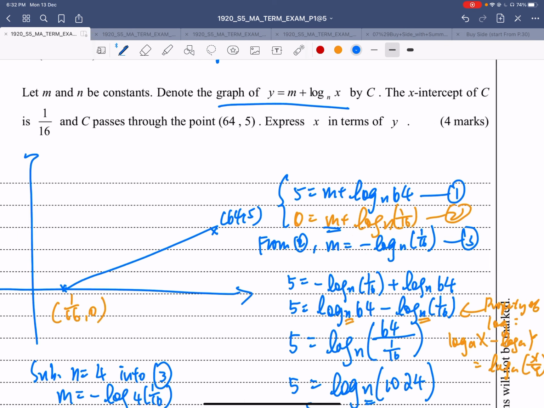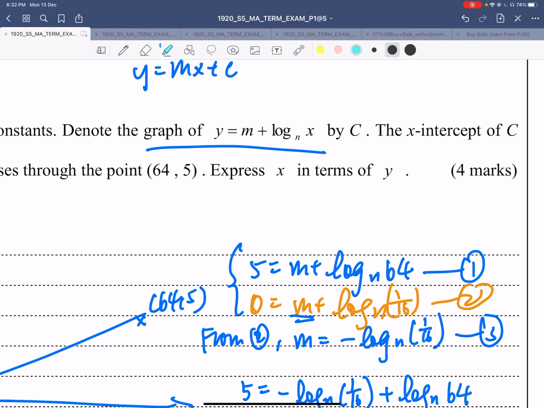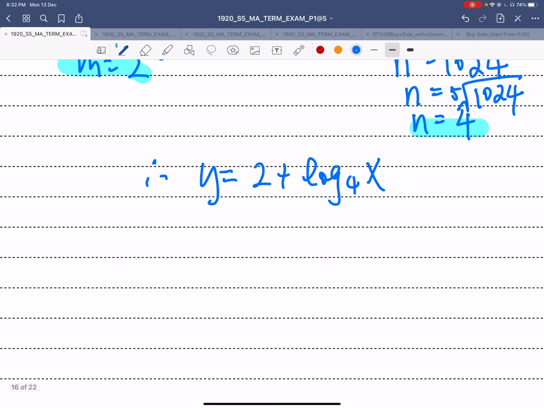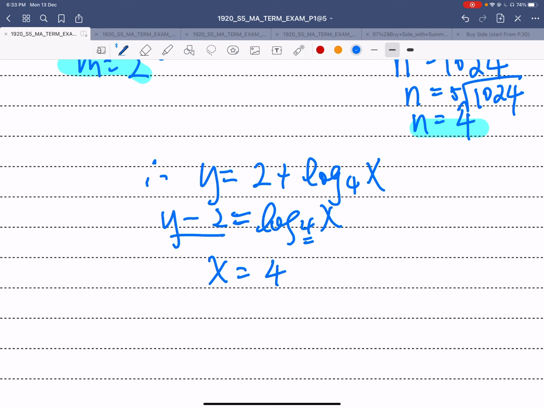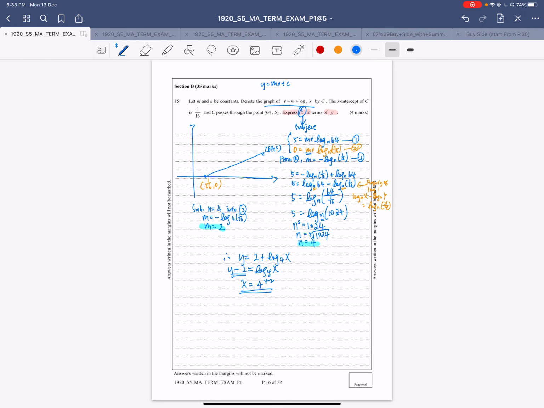Okay, so is this the end of the question? Not yet, because the question requires you to express your answer x in terms of y. So you need to make x the subject. How can we make x the subject? So y minus 2 equals log 4 x, right? You can see that x is the isolated item, and this one will be the base, and this one will be the exponent. So x equals 4 to the power of y minus 2, and this will be the final answer for this question.